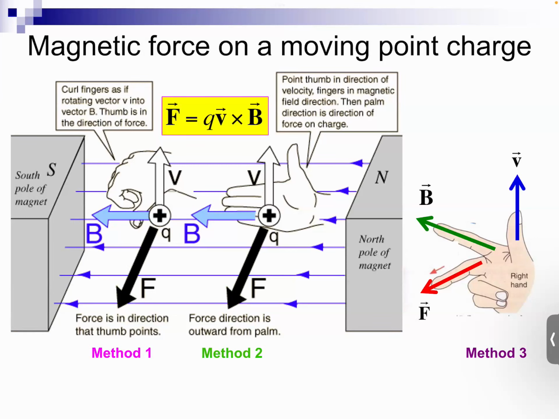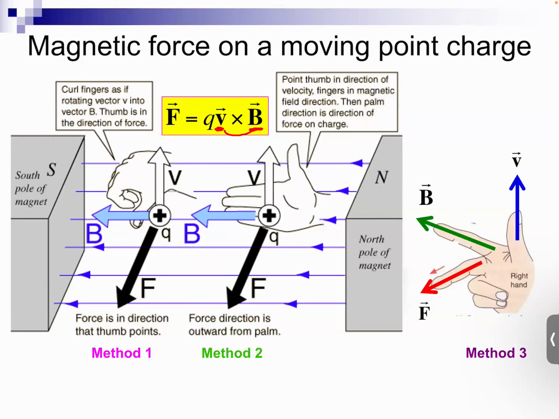Okay, so we have three methods to use the right hand. It's always the first vector, V. So the order of the vectors is important. It's always the first vector, velocity, being crossed with the second vector, the magnetic field.